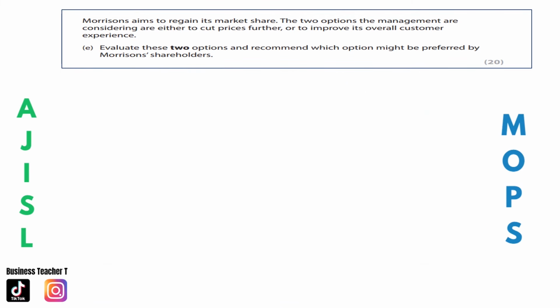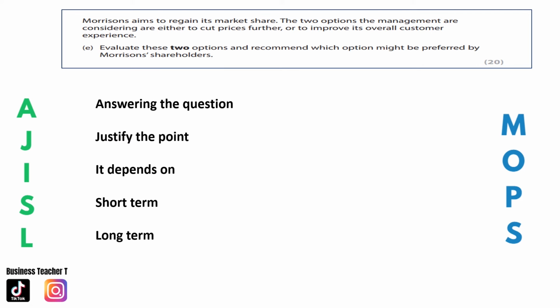On to our recommendation, our detailed recommendation. We're not going to sit on the fence. We're either going to choose option 1, cut prices further, or option 2, improve its overall customer experience. Now it's up to you which one you choose. You just need to ensure that you apply a JAILS to your recommendation as well as an aspect of MOPS. Let's just quickly explain what a JAILS is. So the A is answering the question, the J is justifying the point, the I is it depends on, S short term, L long term.